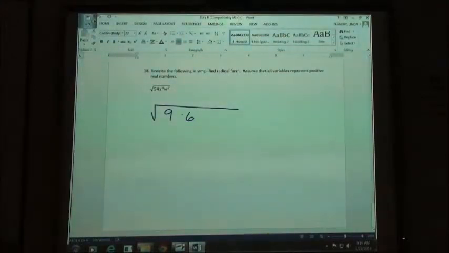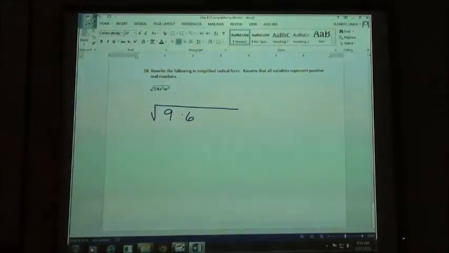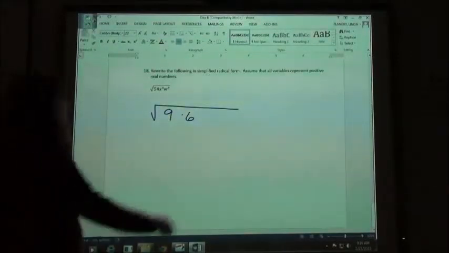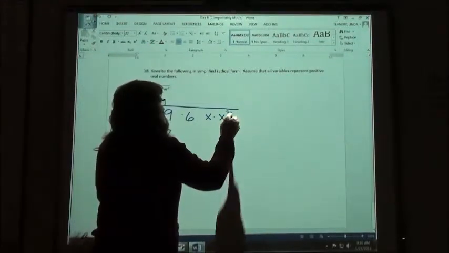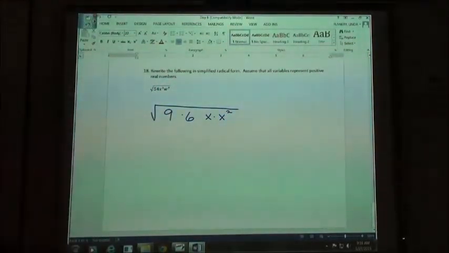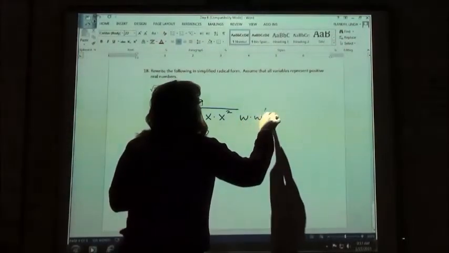9 times 6, 54. The x to the third, do we need to factor that one? Yep. What do we factor it into? X and x squared. Right, if I take 1 out, I've got 2 left over. 1 plus 2 is 3. How about the w to the 7th? Yep. What should I do with that one? W and w to the 6th.